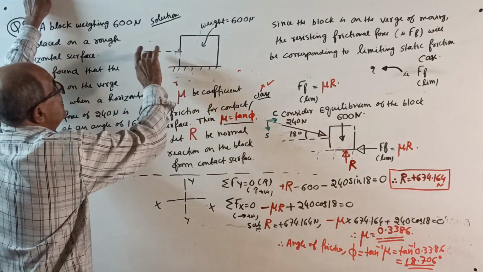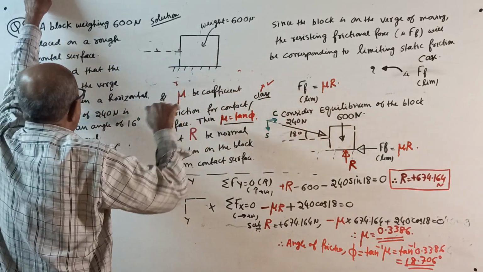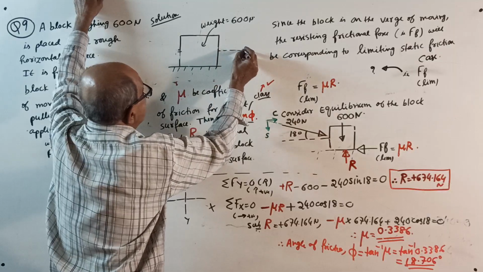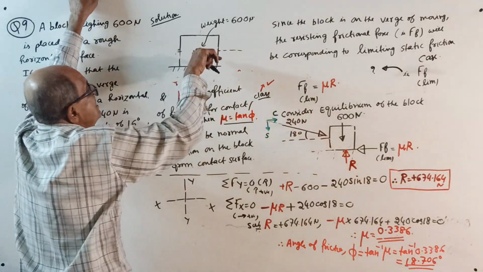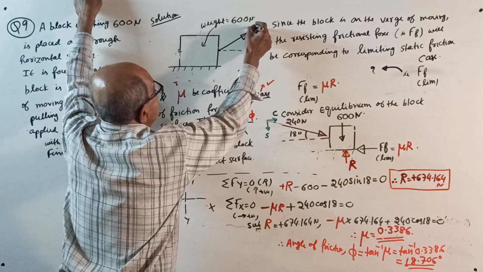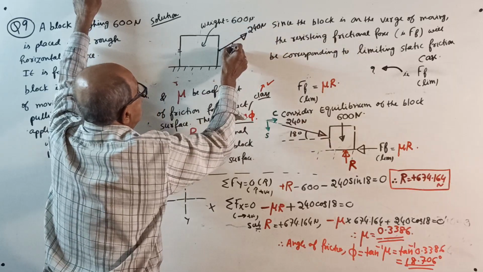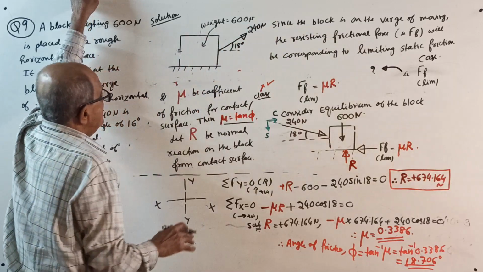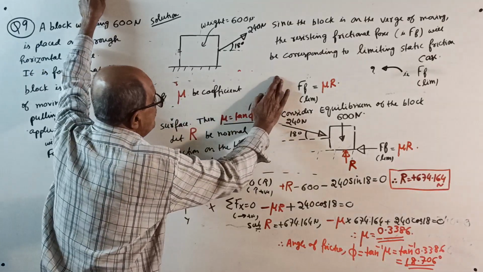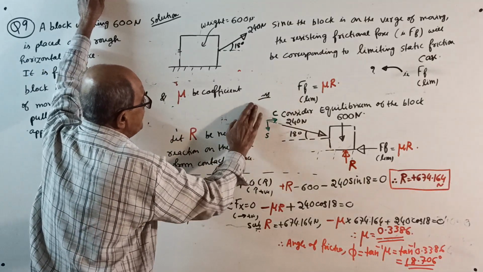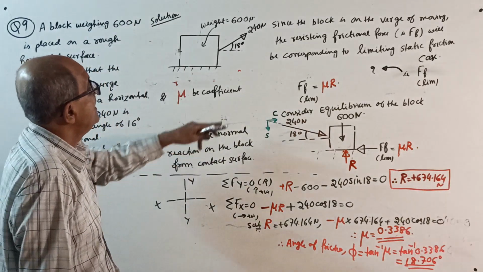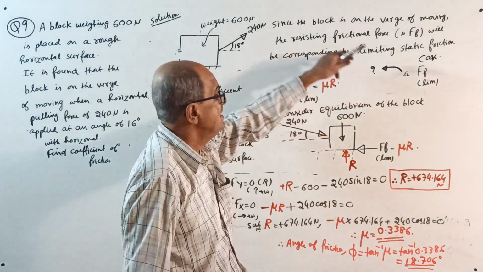Now they told the block is on the verge of moving to the right side when pulling force is applied. So now you should pull it. This is called push, this is called pull. They want a pull of 240 Newton at an angle of 18 degrees. Once again, write, let mu be coefficient of friction. There is no need of mentioning phi now. Let R be normal reaction.